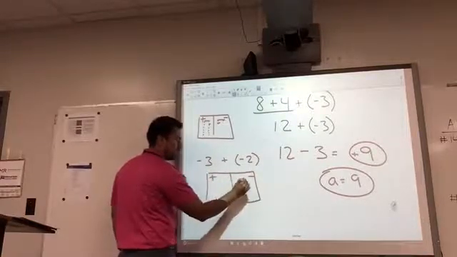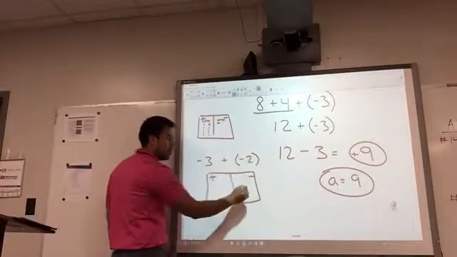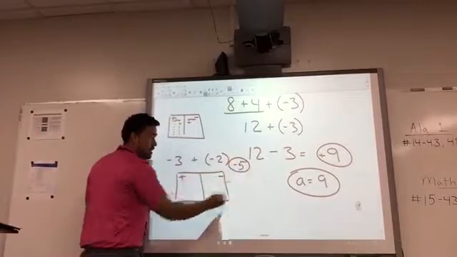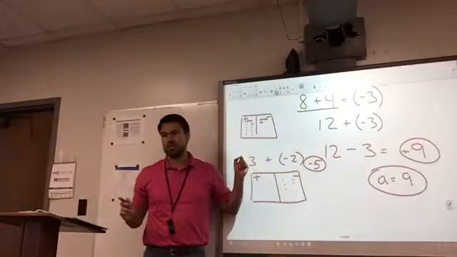So I have 3 negatives, 1, 2, 3, and then I add 2 negatives. So what do I get? Total of negative 5. That would be my answer here. See how that works? I love it. And it's going to be more useful when we're doing subtraction.